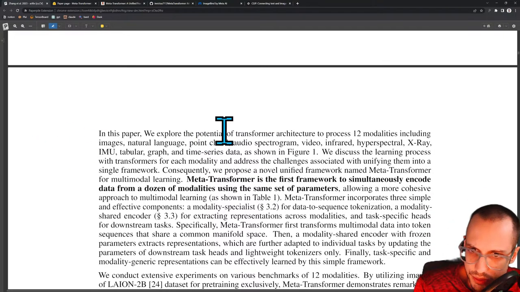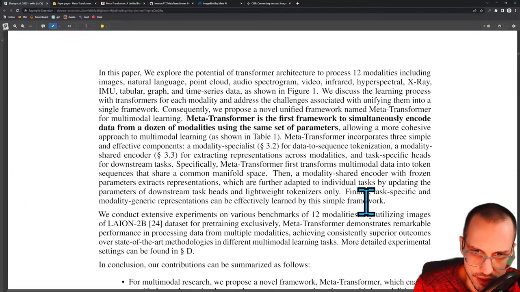In this paper, we explore the potential of transformer architecture to process 12 modalities. We discuss the learning process with transformers for each modality and address the challenges associated with unifying them into a single framework. Consequently, we propose a novel unified framework named MetaTransformer for multimodal learning. First framework to simultaneously encode data from a dozen modalities in the same set of parameters.